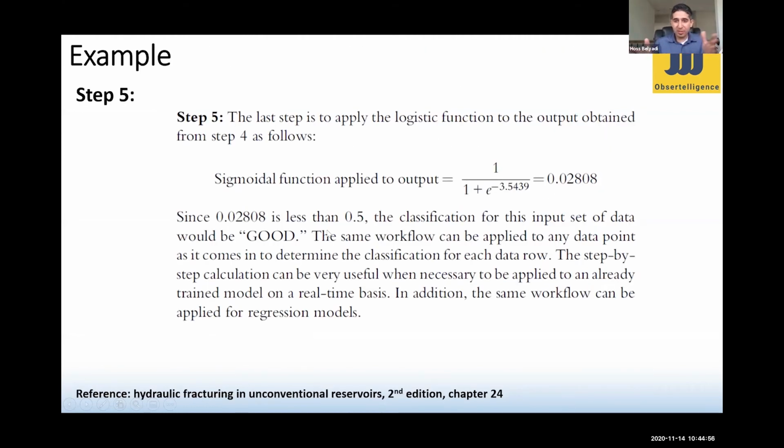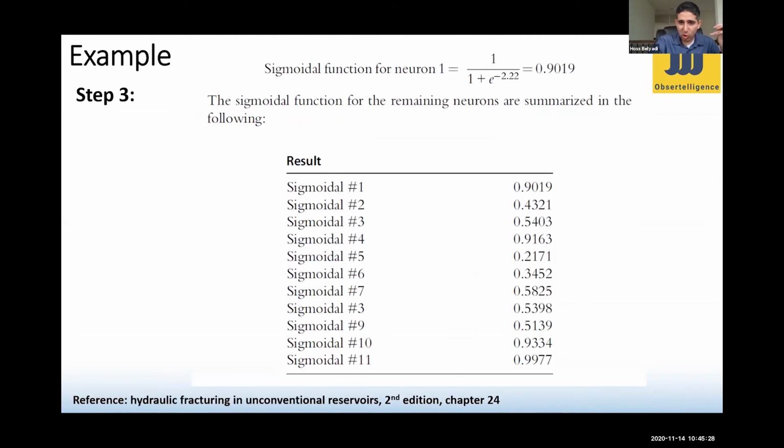So this is how you can predict, when you train a neural network model, what happens when you receive a new set of features: what happens to the prediction of that set of features. In this case, since the answer was less than 0.5, it was classified as good. If it was more than 0.5, it would have been classified as bad. So that's an overview of this example.